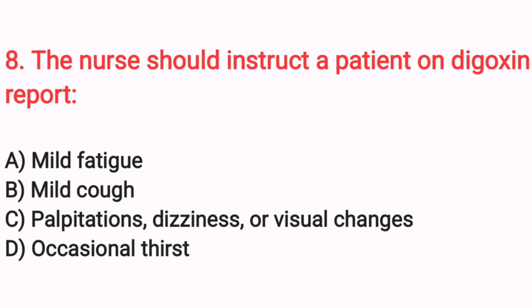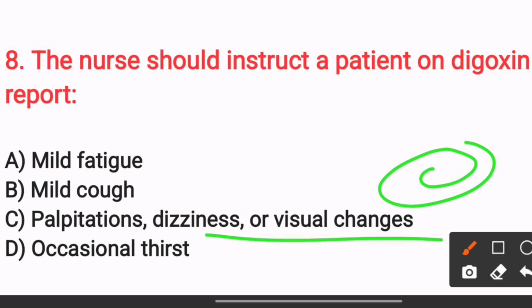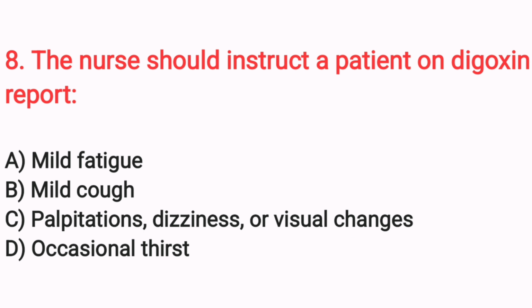Next, the nurse should instruct a patient on digoxin to report: option A, mild fatigue. Option B, mild cough. Option C, palpitations, dizziness or visual changes. Option D, occasional thirst. The answer is option C. These are the early indications of digoxin toxicity that require prompt medical evaluation. So the answer is option C.